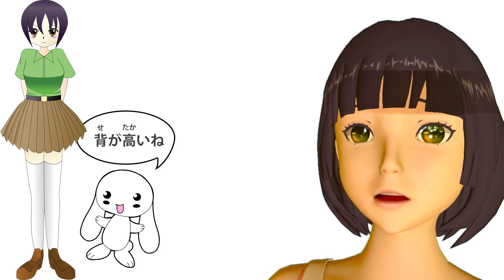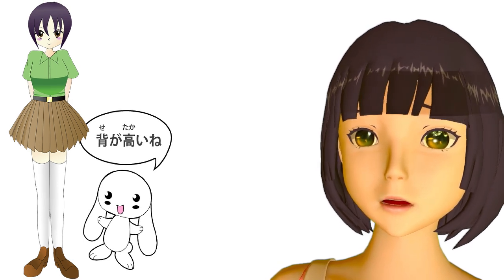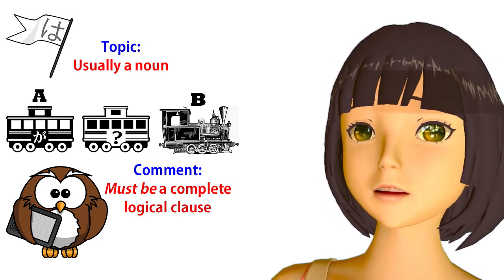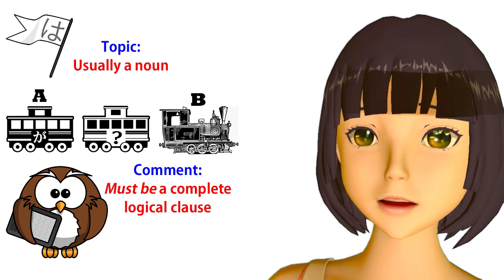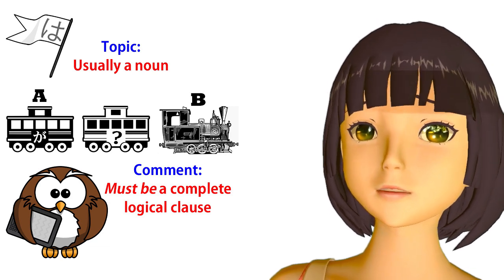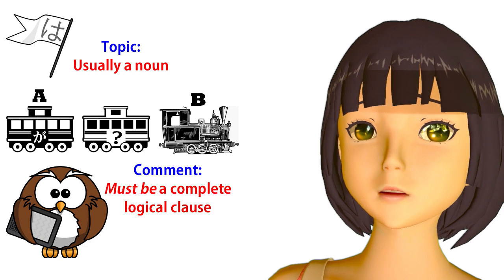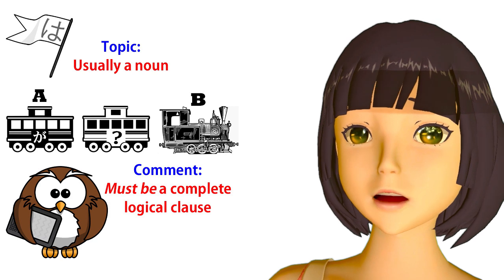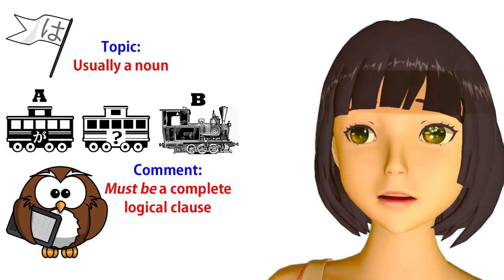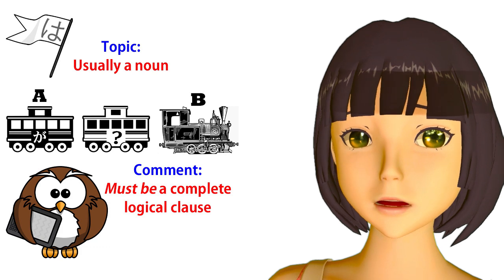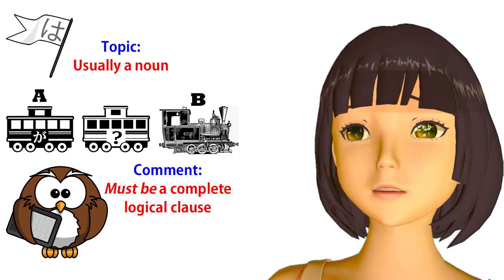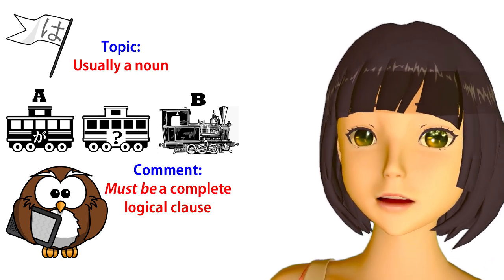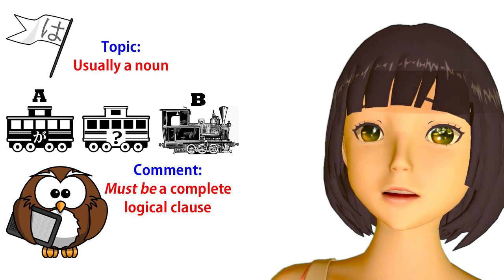And the other thing we need to understand about topic-comment structure is that the comment is always a complete logical clause. The topic is usually a noun, it could be something else, but the comment must always be a complete logical clause. This is something the textbooks don't explain, and it may be a good thing that they don't, because if they did, I think we know how they'd go about it. They'd present this as some kind of strange oriental rule that we have to memorize, but that's not what it is. It's a logical necessity.